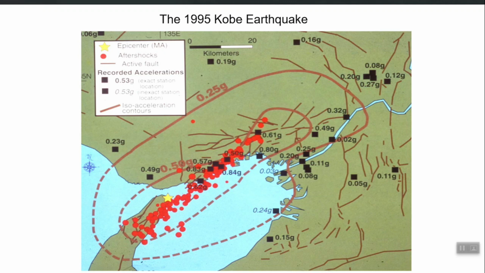This is another example from the same Kobe earthquake. So the red dots now show aftershocks. Once one major earthquake occurs, the earth's crust is sometimes still not stable, and there can be subsequent slips or ruptures. Those ruptures cause aftershocks, right?